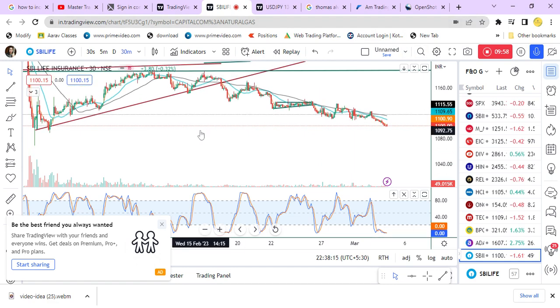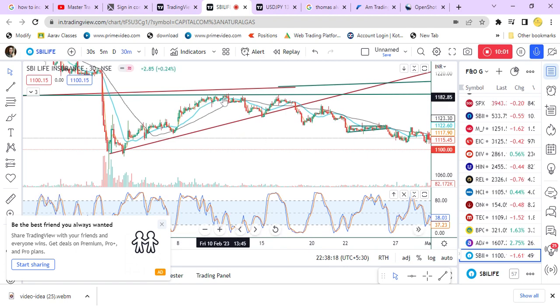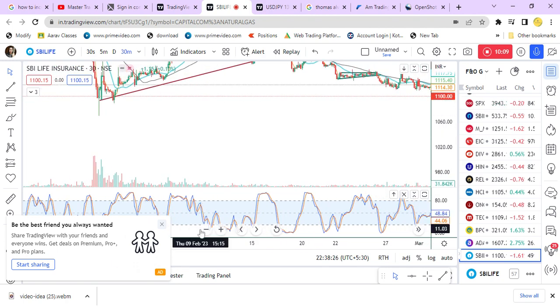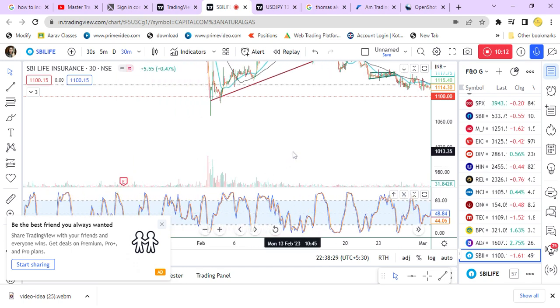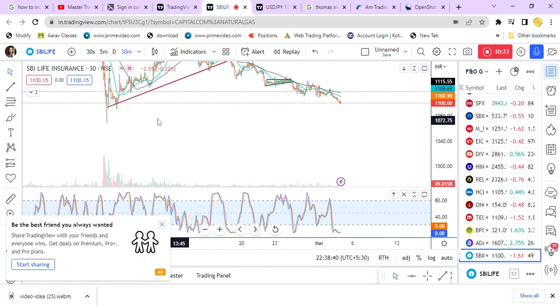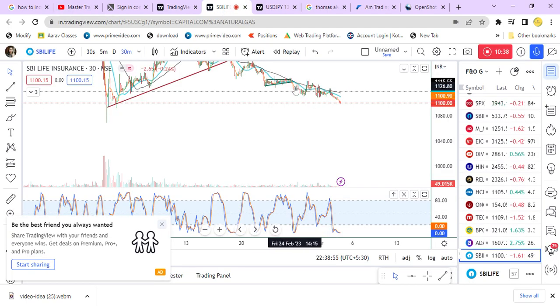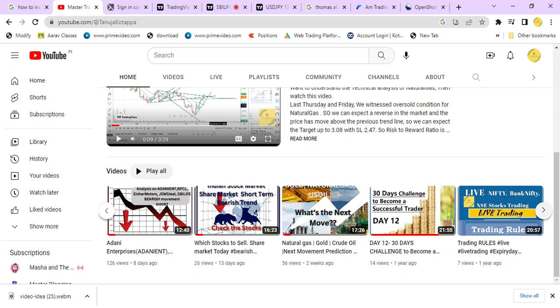So here you can check retesting has happened for SBI Life. This value has crossed. Let us check. Has this value crossed? It's not crossed. So once it crosses, then only we can expect the next target of 750. So this is about SBI Life. Still we are on profit, and the updated stop loss is here, 1120. 1120 is the new stop loss.